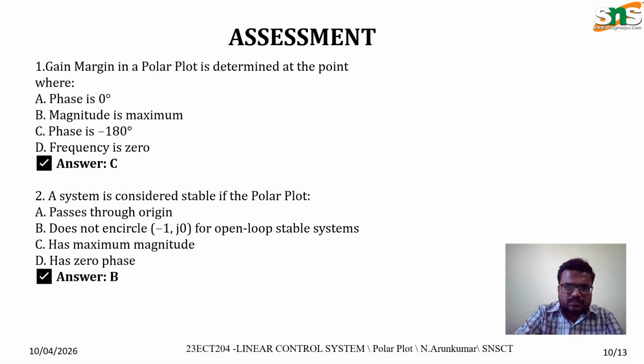Gain margin in polar plot is determined at the point where the phase is minus 180 degrees, because 180 degrees shows that both positive and negative values are around the frequency of the system. And next one: a system is considered stable if the polar plot does not encircle the point -1 + j0, because whenever we get the poles and zeros, this is the common factor, so that we need to consider this non-encirclement for making the equation an open loop stable system.